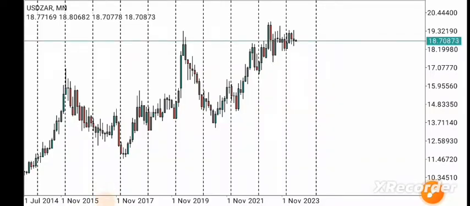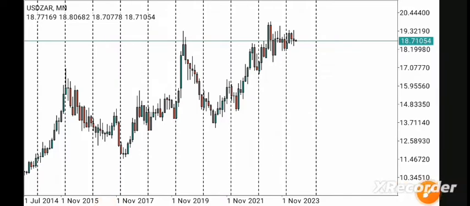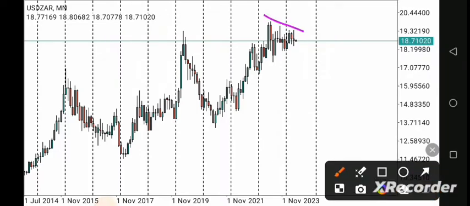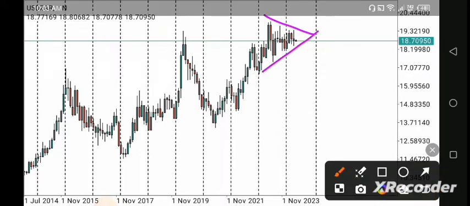Let's technically analyze USDZAR based on price action. What we'll do is analyze this particular chart from the monthly chart and all the way to about the H4 chart. In regards to this monthly chart, we can see that at this point in time, the market has created what seems to be a triangle there.